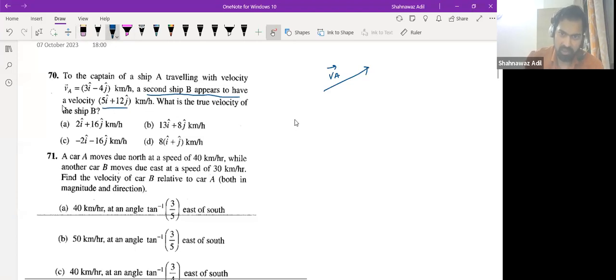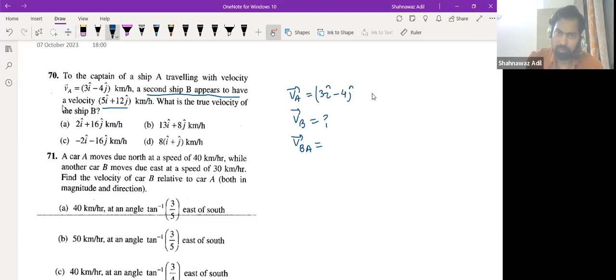Which velocity is given in this case? Is it the velocity of B, or the velocity of B with respect to A, the relative velocity? We know that VA is this much. A second ship B appears to have this velocity. So what kind of velocity is given, relative velocity or velocity of B?